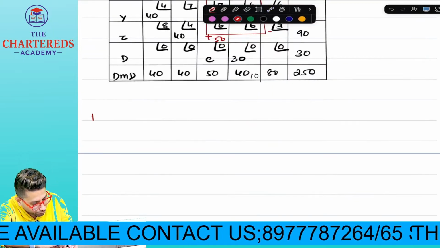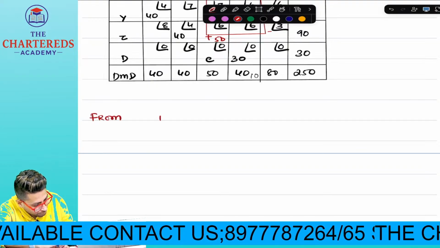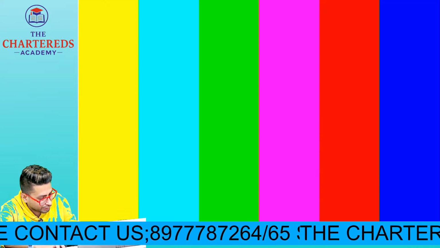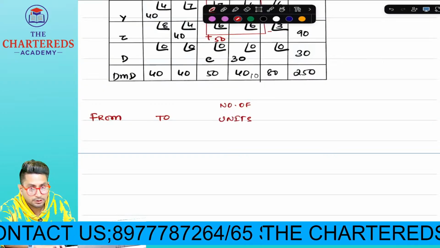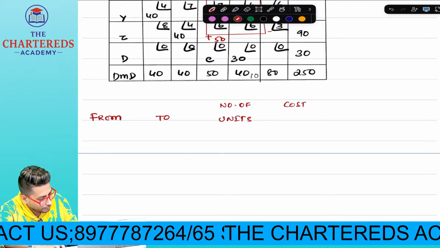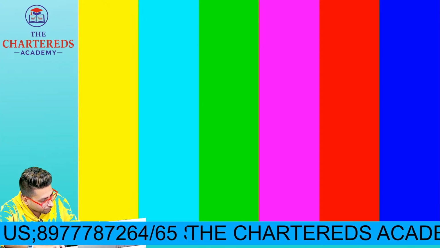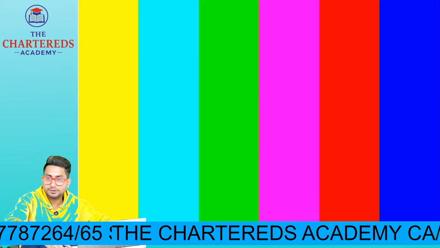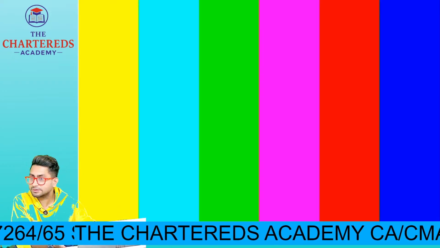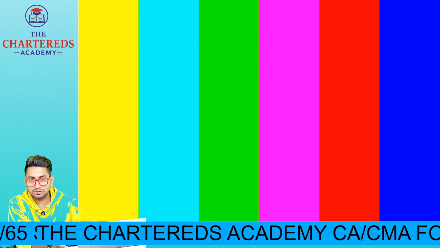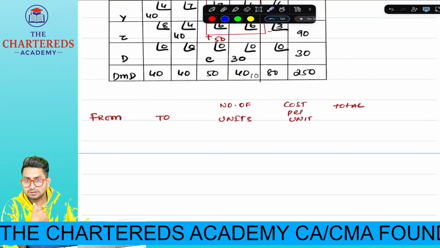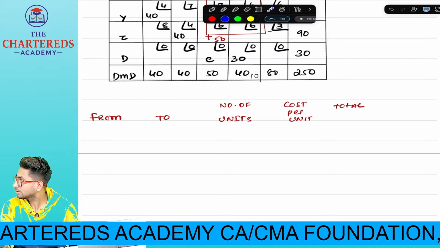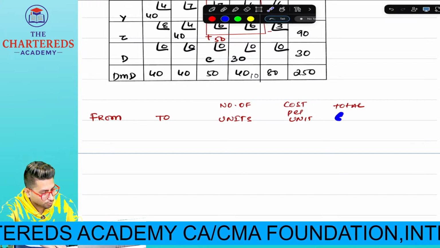Like let us say, from, to, number of units, cost per unit, and total cost. What is the problem here? It is getting disconnected. Are all classes like this, or only my class? Not only my class. Total cost.